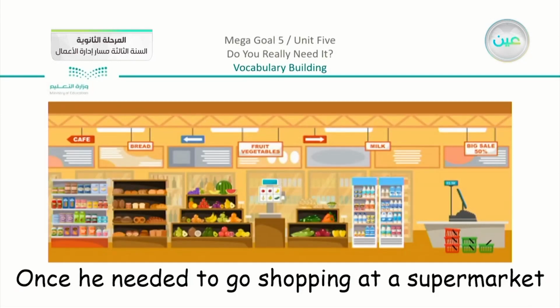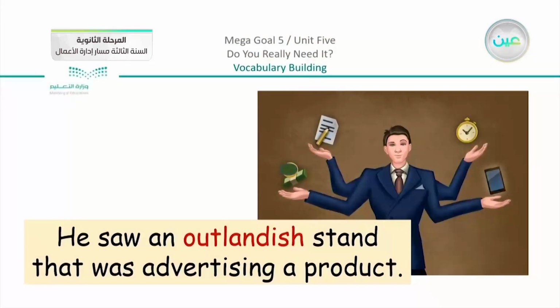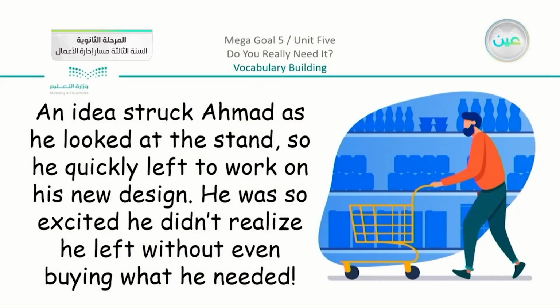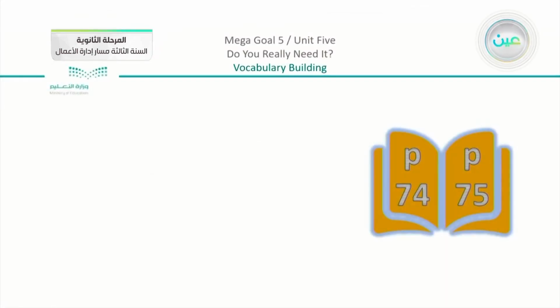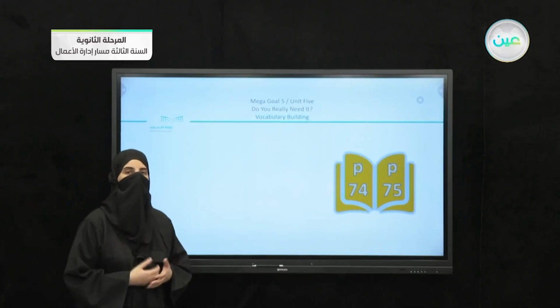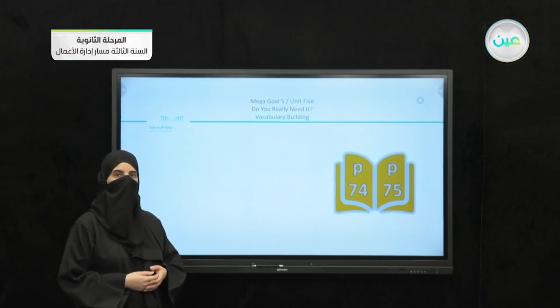Once he needed to go shopping at a supermarket. He saw an outlandish stand that was advertising a product. An idea struck Ahmed as he looked at the stand, so he quickly left to work on his new design. He was so excited he didn't realize he left without even buying what he needed. So you can see from the whole example here that I have a complete story. In the complete story here, I used the 6 words that we have learned within our vocabulary building.